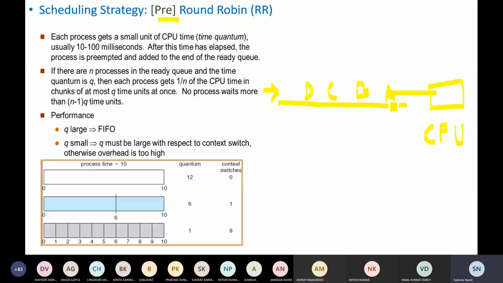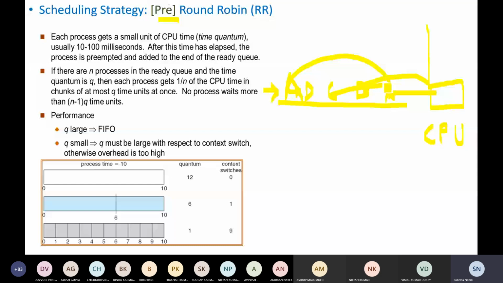So a particular process, if it gets a CPU, it can use the CPU for a maximum amount of time that is specified in the time quantum. After that, if it is not terminating, this A will join the rear of the queue. So A again comes and joins, and then B gets scheduled. If B goes out, then C joins this.